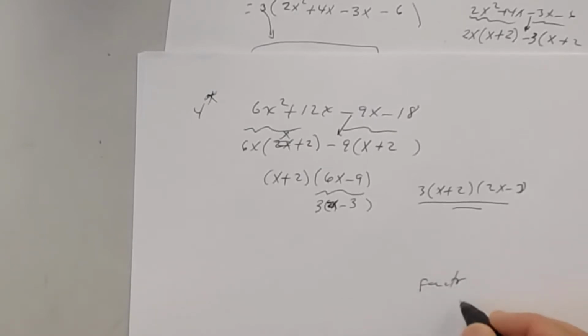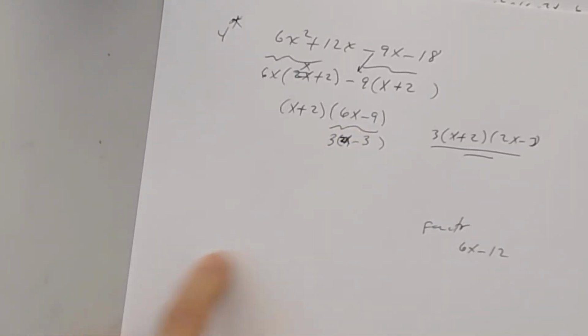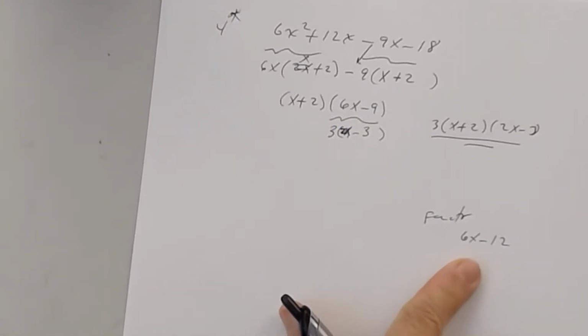It's kind of like that first worksheet that you had to turn in that said something like this: factor 6x minus 12. Kind of like this, 6x minus 9. How did you factor 6x minus 12? That was one of the easy ones on that worksheet. What'd you do? Come on, guys. How'd you factor 6x minus 12? That's on your test.